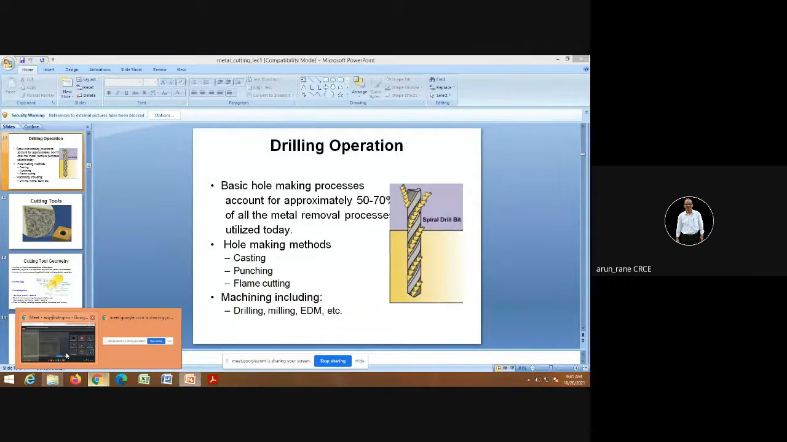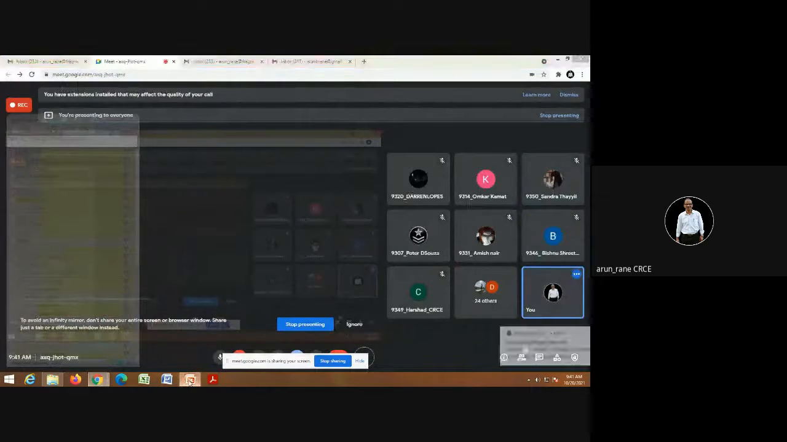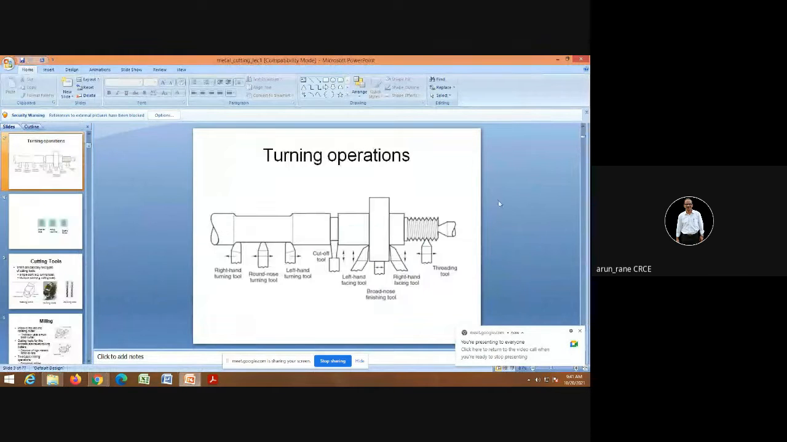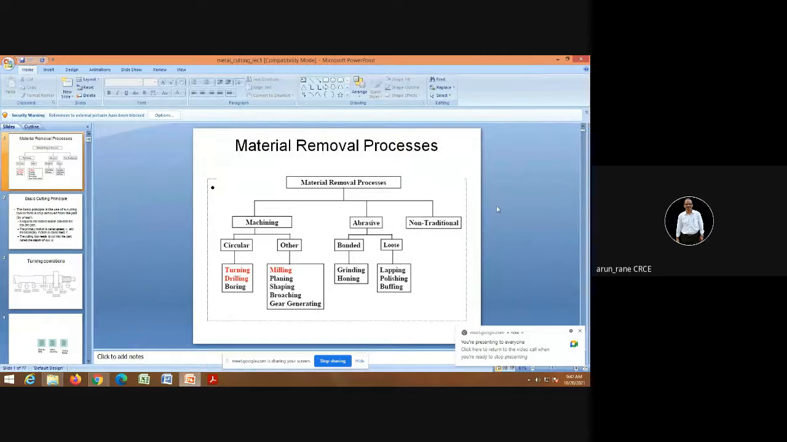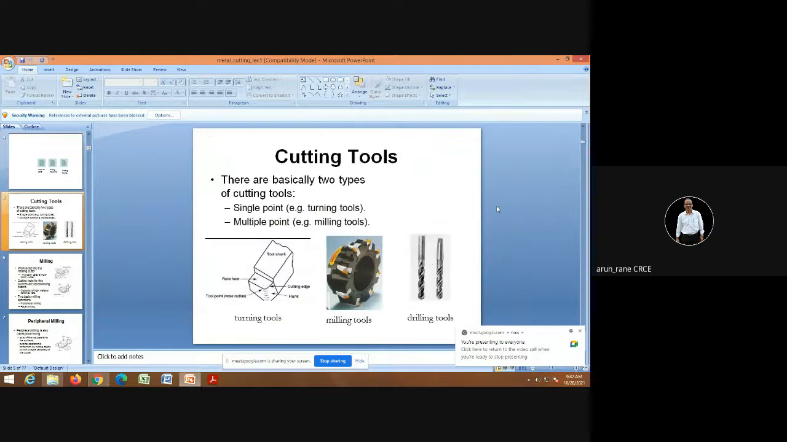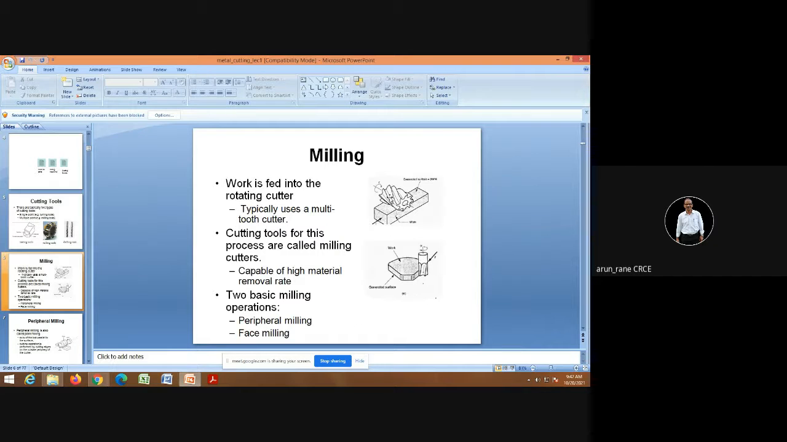We will quickly go through this presentation. Some of the slides you are already familiar with. Since this is important from the industry point of view, that is, from the mechanical engineering point of view, that's why I am touching it again. So this is a turning tool, this is a milling tool, this is a drilling tool.